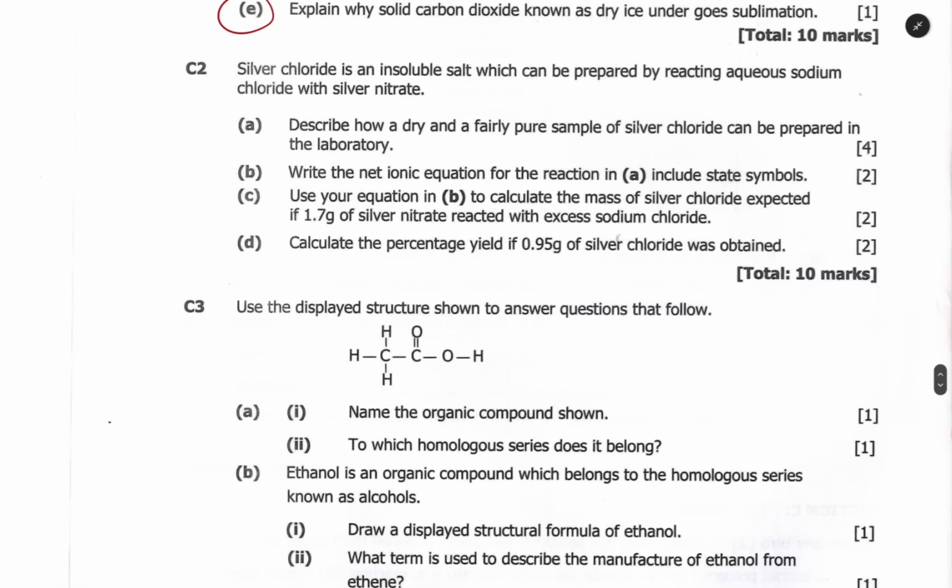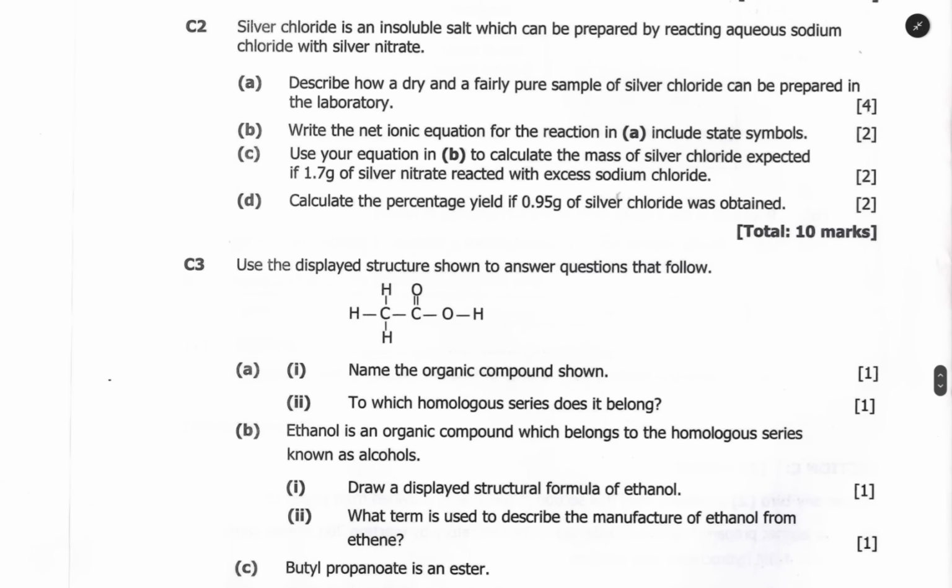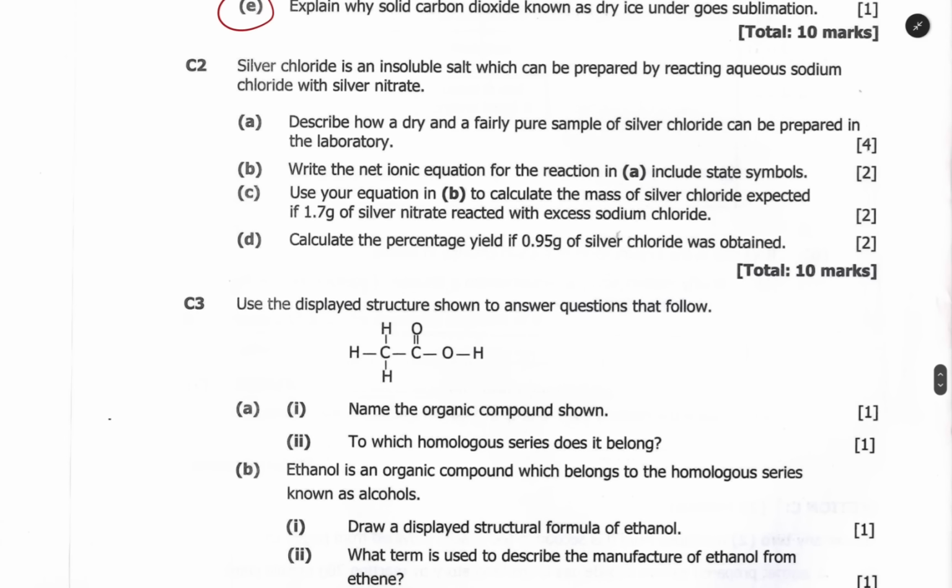Okay, now what about C2? What do we need to know about C2? For C2, it requires a lot of space for us to write, but anyway, we're going to see how we're going to work this one out. Silver chloride is an insoluble salt which can be prepared by reacting aqueous chloride with silver nitrate. Describe how a dry and fairly pure sample of silver chloride can be prepared in the laboratory. 4 marks. So this one requires us to explain.